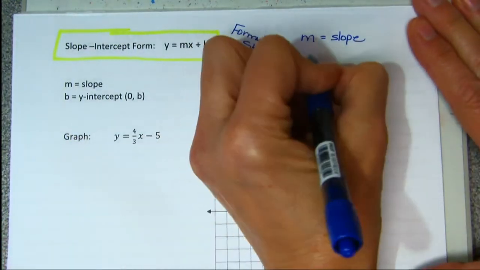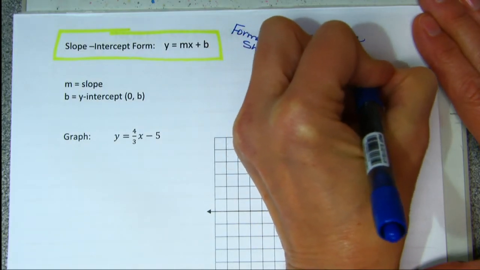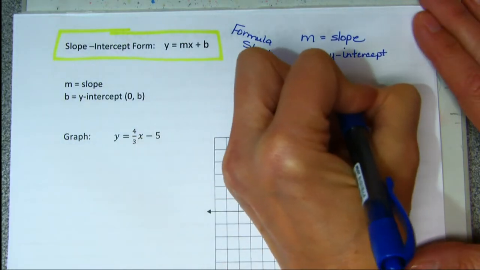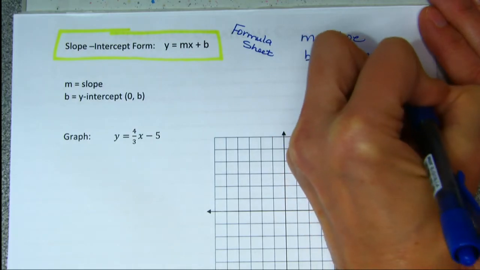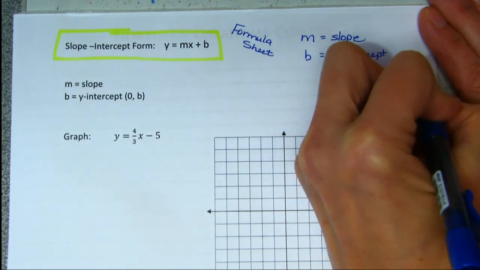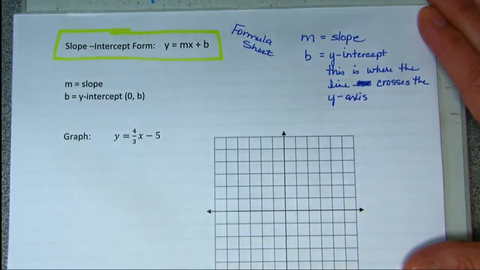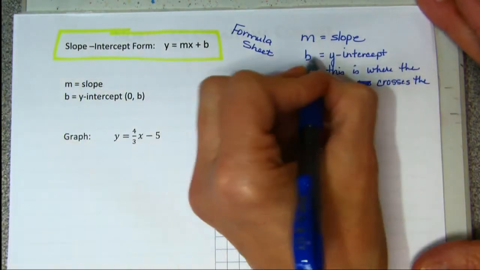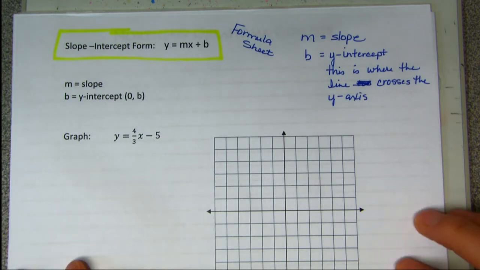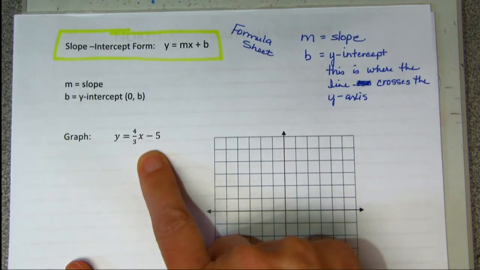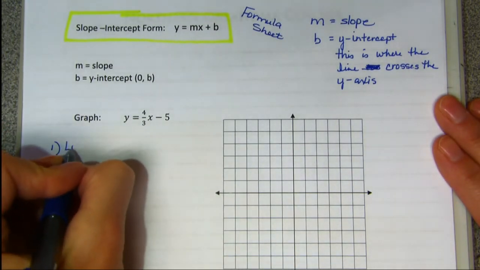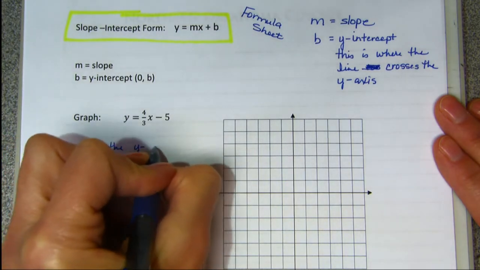Now, the b, this is what is called the y-intercept. This will be just a constant, meaning it's just a number. And this is where the line crosses the y-axis. So again, the b, the y-intercept, will always be a constant, which means it's just a number out there by itself. So this says graph this linear equation. The first thing that you're going to do is first locate the y-intercept.